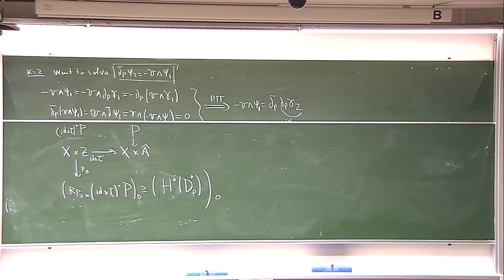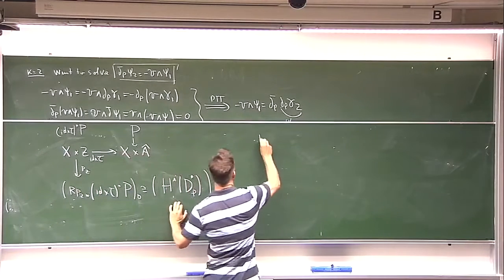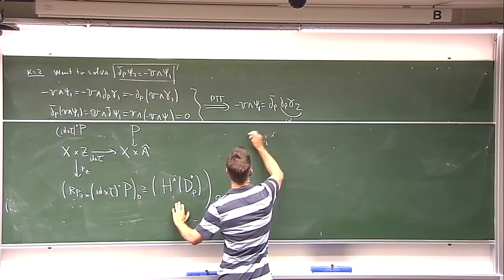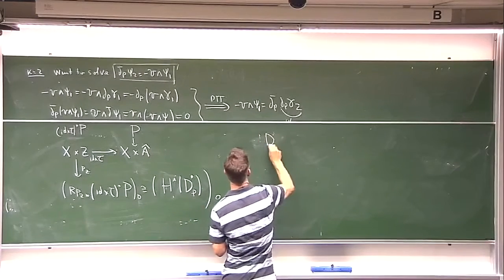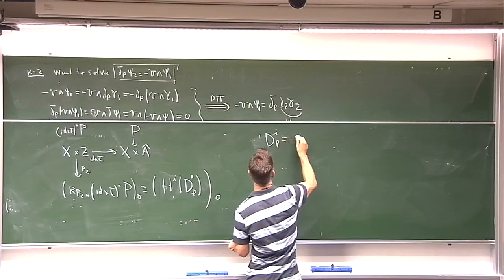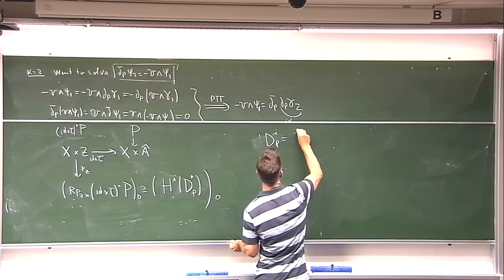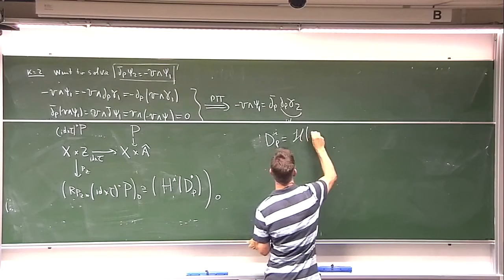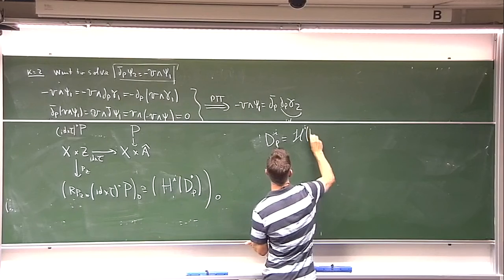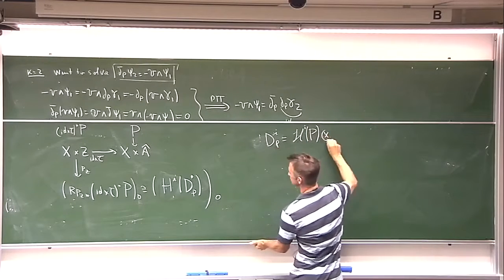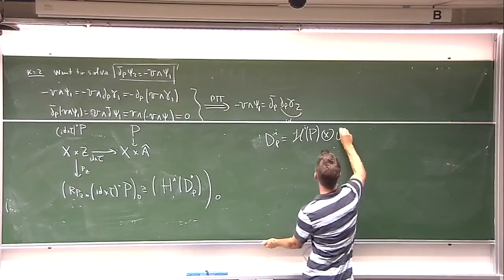So what you want to do is you want to consider harmonic forms on, so the H^i of P is given by, let me do a fancy H, H^i of P tensor O of Z.